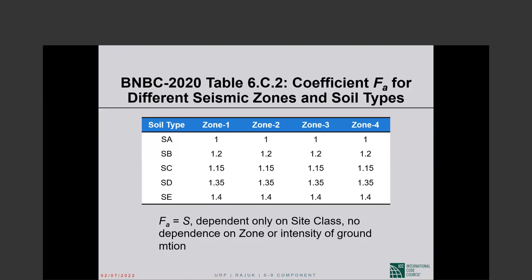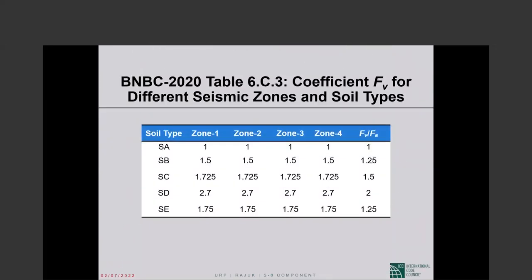These short period site coefficients are called the soil factor S in BNBC 2020. S sub S is no different from F sub A, the short period site coefficient. As I just mentioned, it depends only on the site class, no dependence on zone or intensity of ground motion. Okay, so F sub A, as given in this table, is also the soil factor S of BNBC 2020.